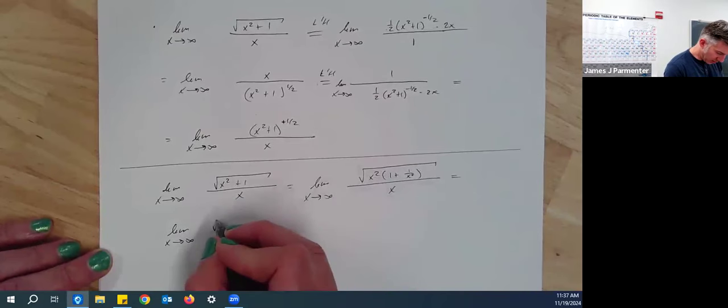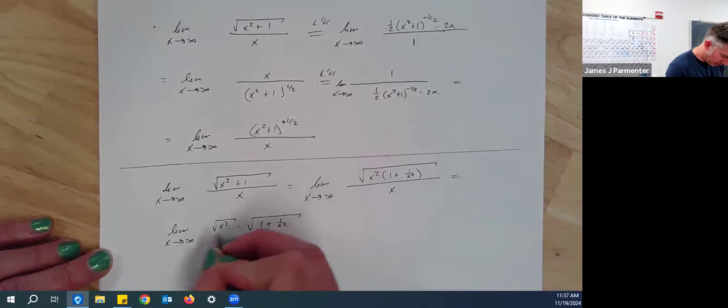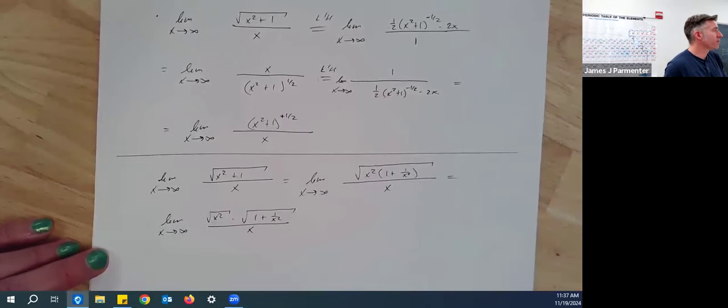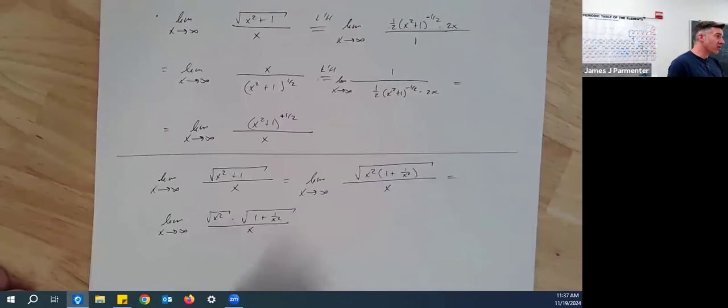We're going to break it up as the square root of x squared times the square root of 1 plus 1 over x squared, all over x. Now be careful. The square root of x squared is not just x. It's the absolute value of x. In this case, since x is already positive, we're safe. It's just going to be x.